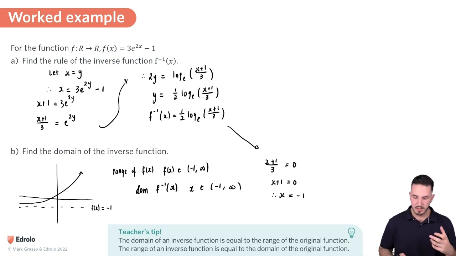So again, you can use that note of, well, the domain of the inverse is equal to the range of the original. Or you can also, because you have a logarithmic function, find where the asymptote is and refer to the presence of any reflections. So a bit of a teacher's tip. The domain of an inverse function is equal to the range of the original. And the opposite is true. The range of an inverse function is equal to the domain of the original.